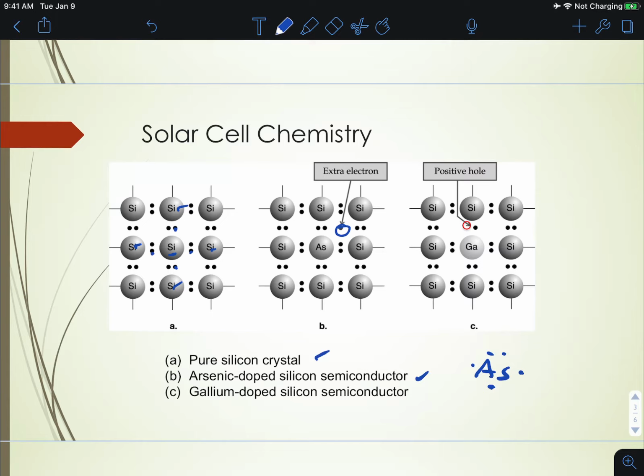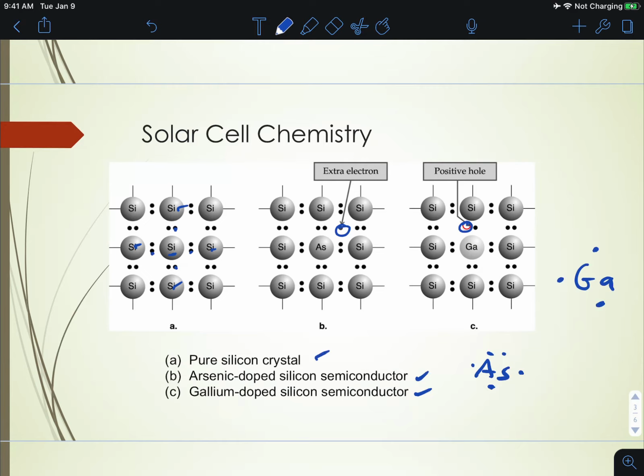And the last figure on the right has gallium instead of silicon. If you look at gallium on the periodic table, it's to the left of group 4, so it's in group 3. It only has 3 valence electrons, so it has a deficient electron, because you're donating 3 electrons instead of 4, so you have what's called a positive hole here.